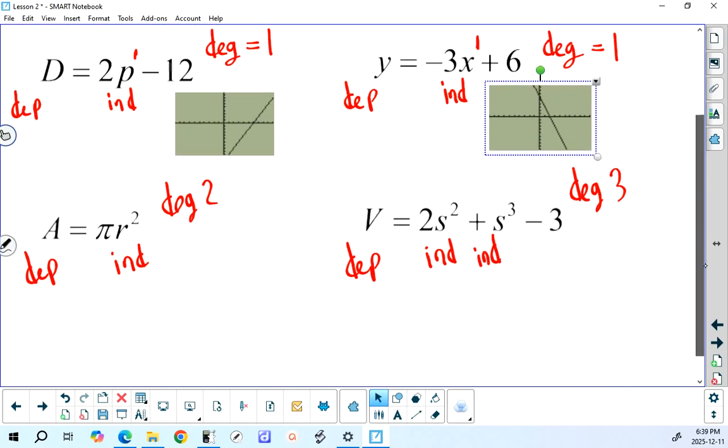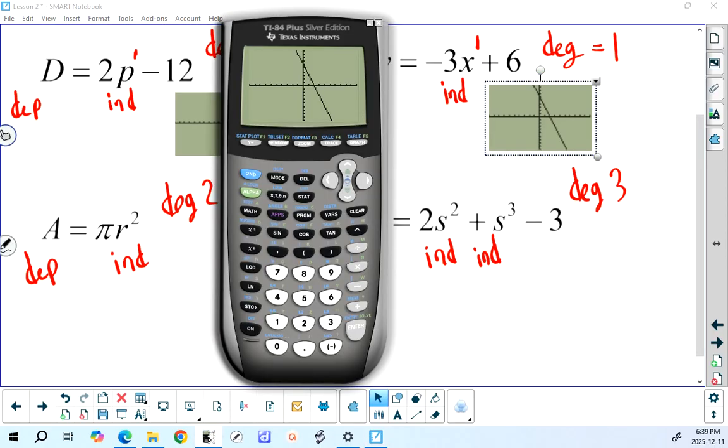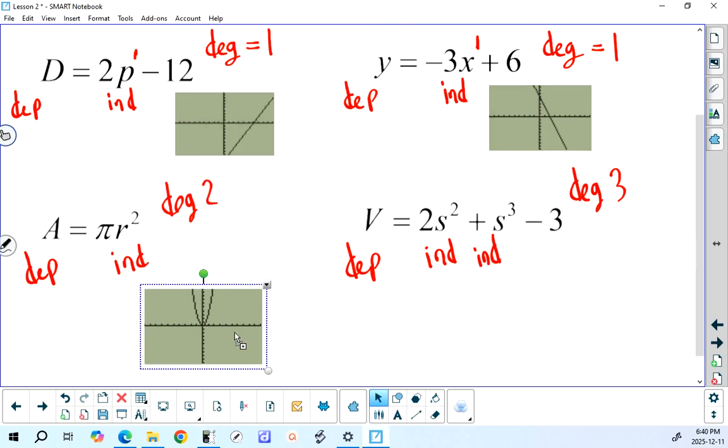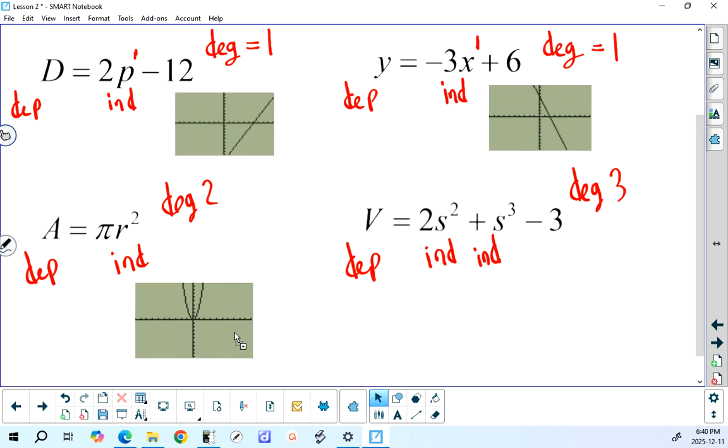I'm going to graph now A equals pi r squared, which is entered as y equals pi x squared, and I'm going to choose graph. And I notice that it is not linear. This happens to be called a parabola, or a quadratic function, which you learn a lot about in your 20-level math course.